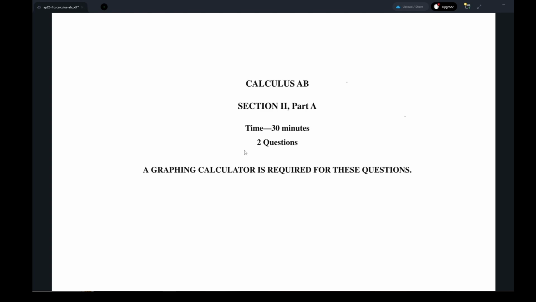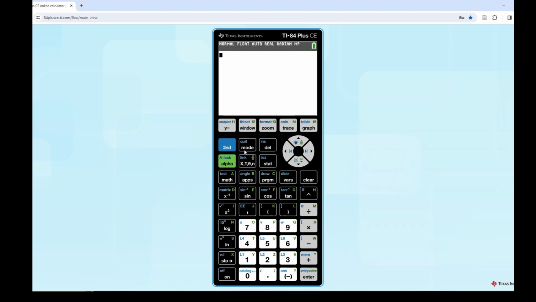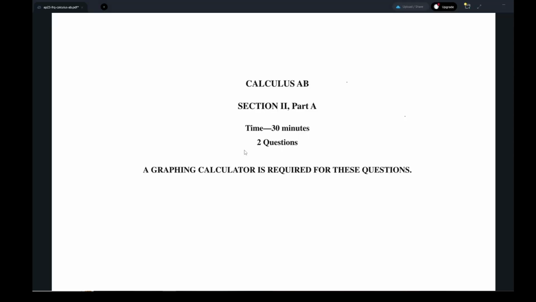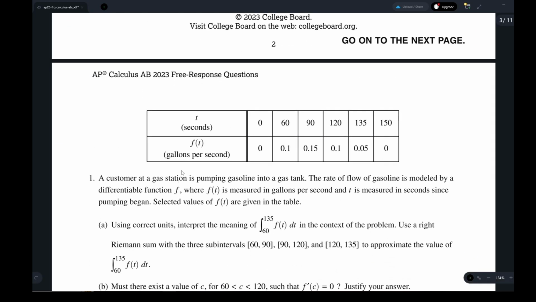Hello everyone, today we're going to be going over section 2 part A from the 2023 AP Calculus AB FRQ section. This is going to be 2 questions. You're given 30 minutes to solve these 2 questions and a graphing calculator is allowed. For this review, I'm going to be using the TI-84 Plus CE. So let's just go over these 2 questions.